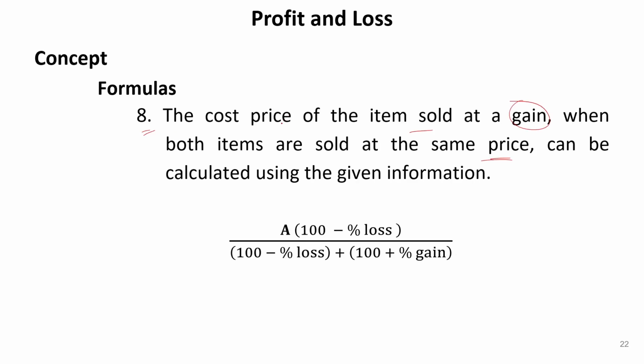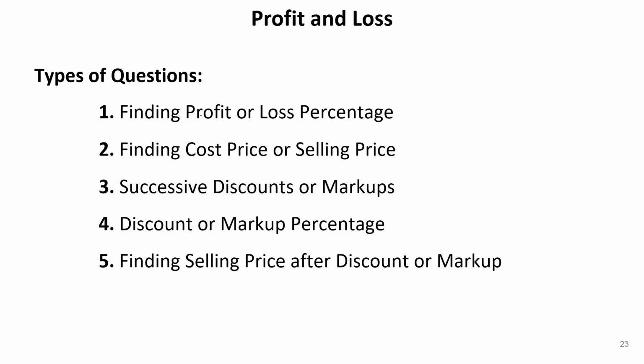So we have covered all the theory formulas, that is 8 kinds of formula. So let's see what kind of problems are usually being asked on the topic profit and loss. Okay, so the types of questions are naturally 10 types. Okay, so in the first type, finding profit or loss percentage, and the second is finding cost price, selling price. Then the third is on successive discounts or markups. Okay, so the fourth is discount or markup percentage.